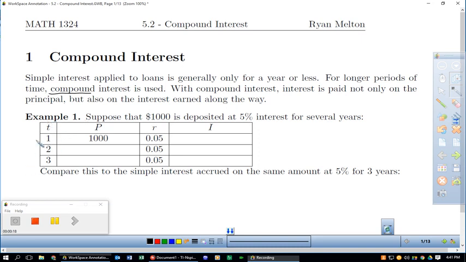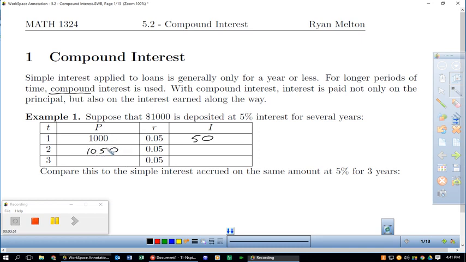Our first example: suppose that $1,000 is deposited at 5% interest for several years. We're going to track what happens over the course of 3 years. At the end of 1 year, $1,000 earns 5%, which turns out to be $50. So 1,000 times 0.05 is $50. There's our interest. That interest is now added to our principal, so our principal is now $1,050.